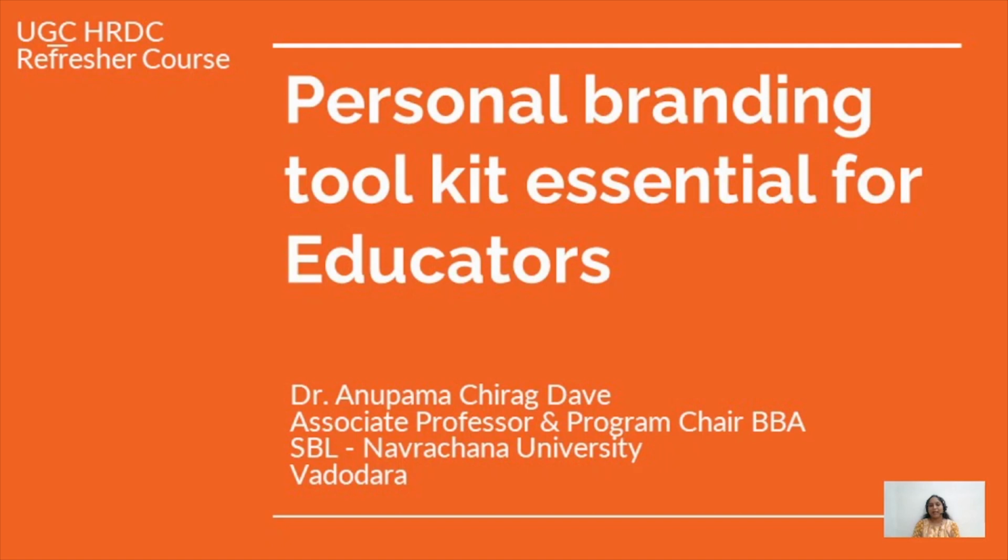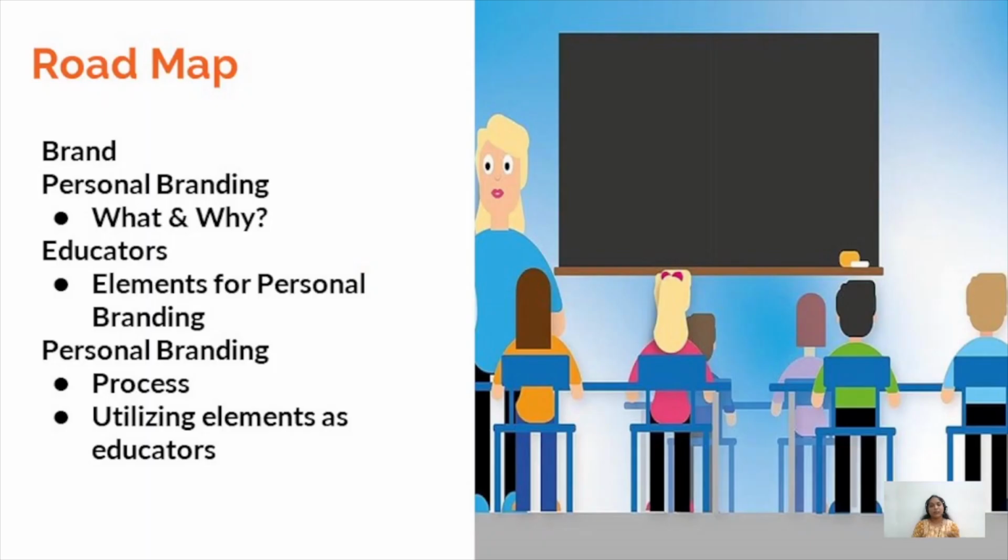We would start the topic by talking about brand. We would talk about what is personal branding, and why it is important for educators and for individuals at large. We would try to understand, as an educator, what are those elements of personal branding that can be leveraged by us in order to create the differentiation. We would try to understand the personal branding process with the help of a pyramid. And lastly, we would try to see how in those pyramids we can utilize the educational aspects and try to create a personal brand for ourselves.